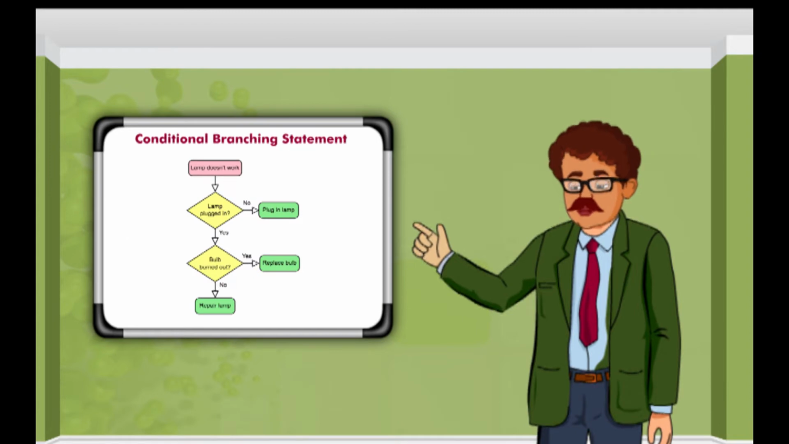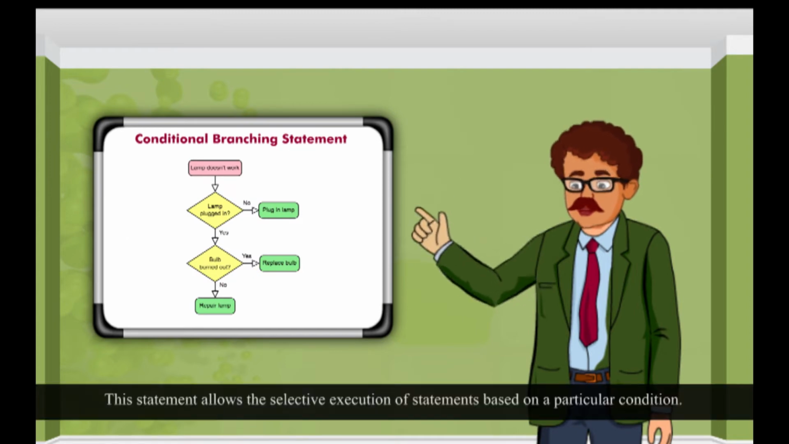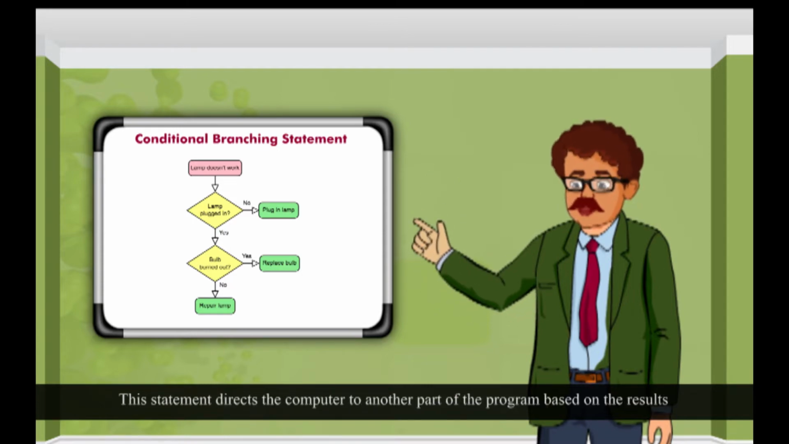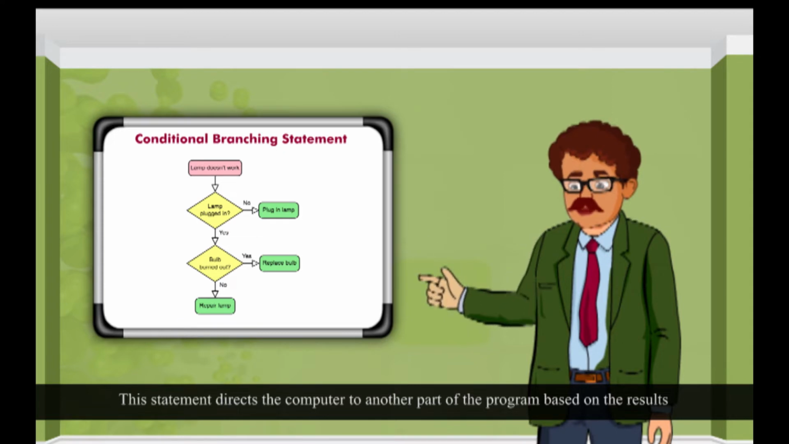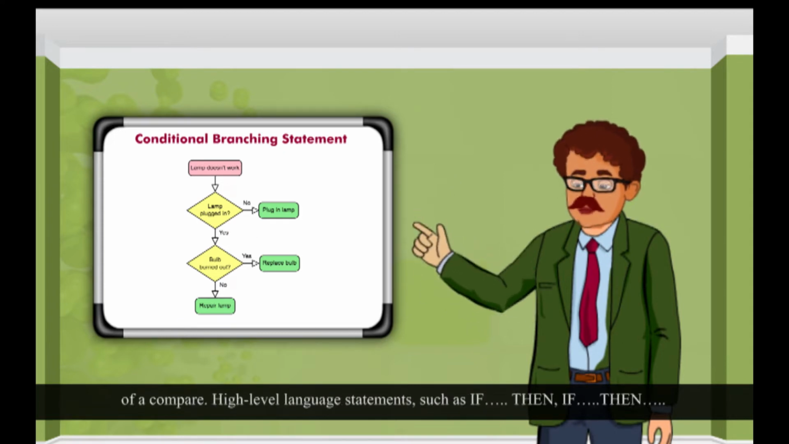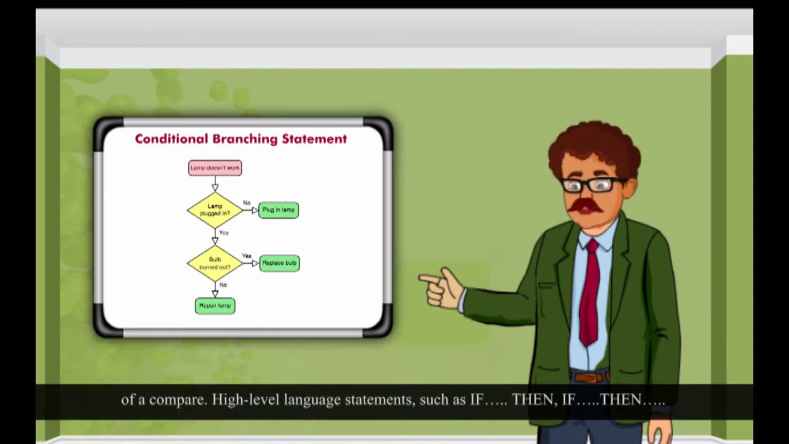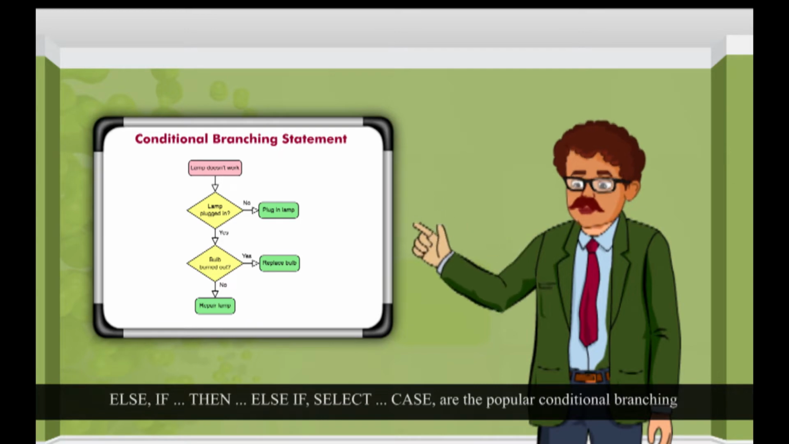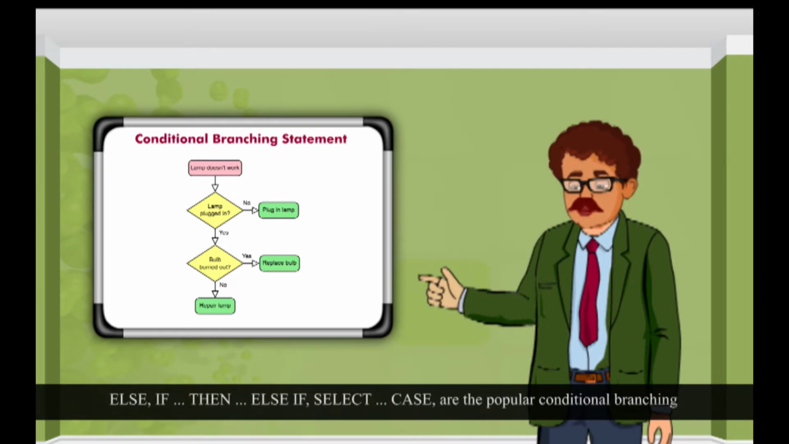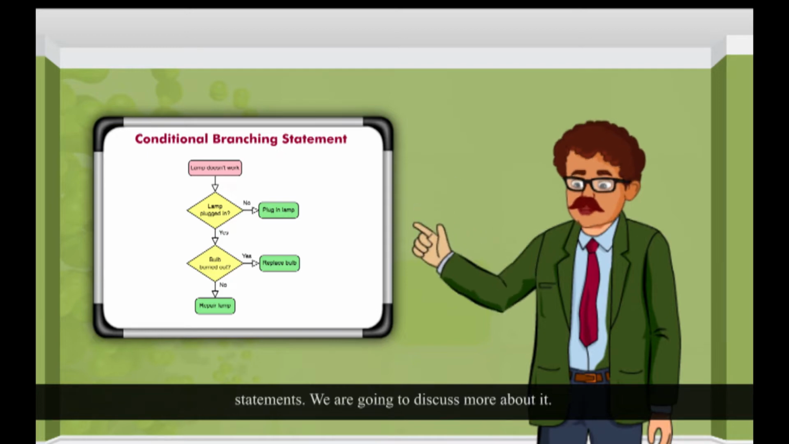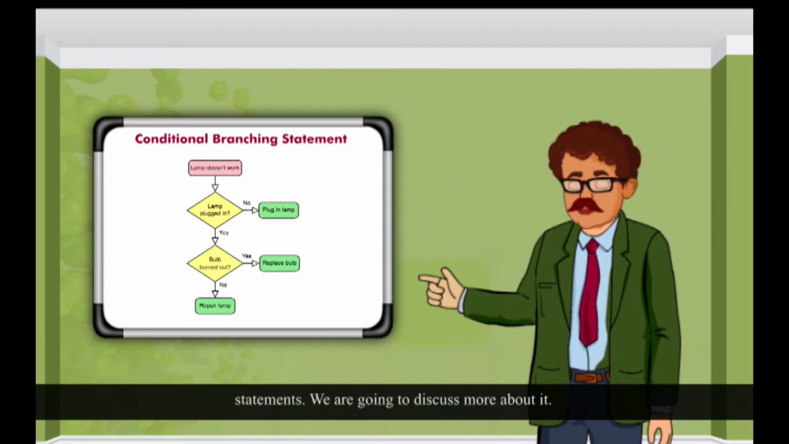Conditional branching statement. This statement allows the selective execution of statements based on a particular condition. This statement directs the computer to another part of the program based on the results of a compare. High-level language statements, such as if then, if then else, if then else if, select case, are the popular conditional branching statements. We are going to discuss more about it.